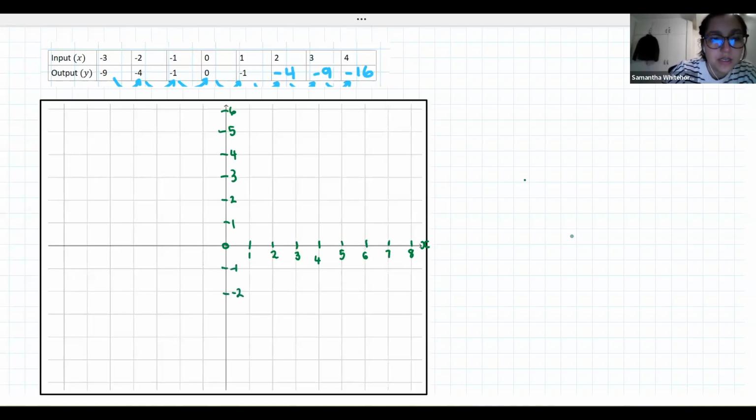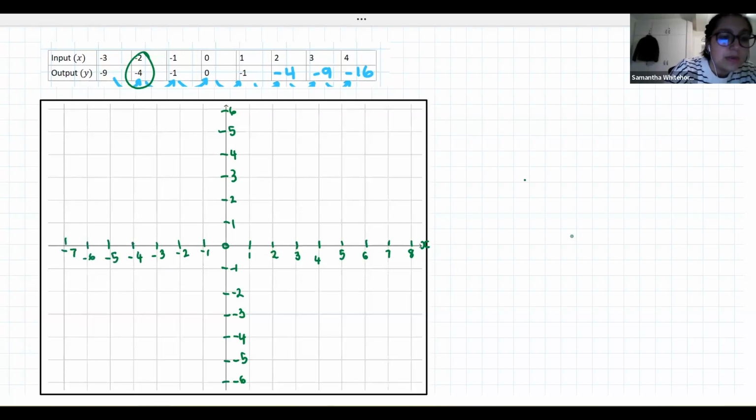So I'm going to move to the next coordinate. So the next coordinate pair is -2, -4. I can definitely plot that. I've got enough space. So as soon as I put my negative x's on, I can plot that. Right, so my x is -2, so I go to -2 on my x. I go down to -4, and I plot my point. The next coordinate that I have is -1, -1. So I go down -1, down to -1, plot my point.